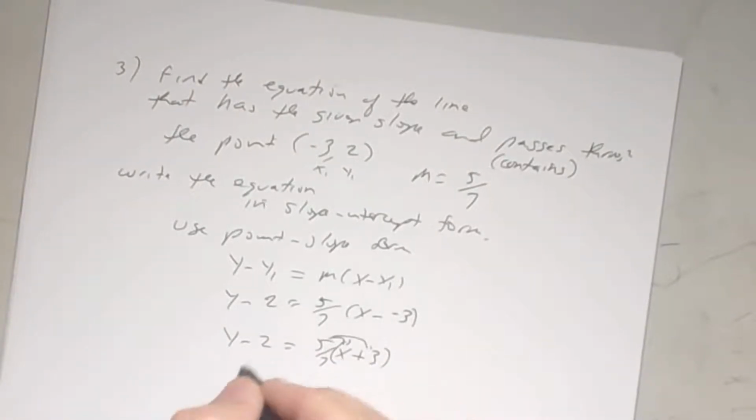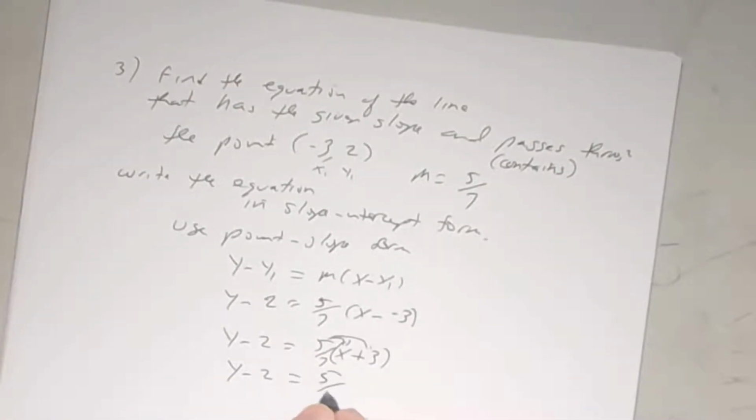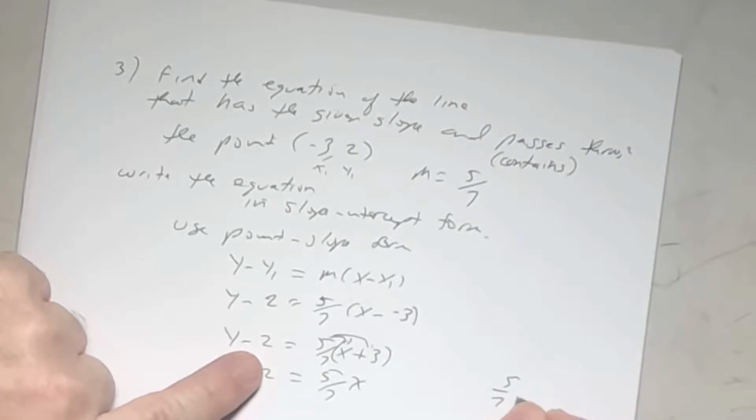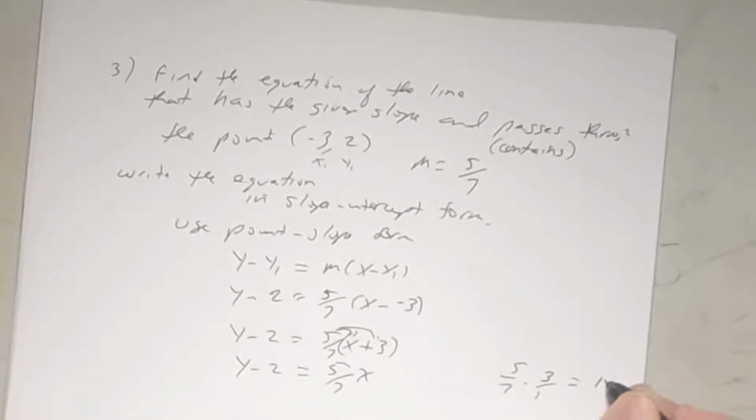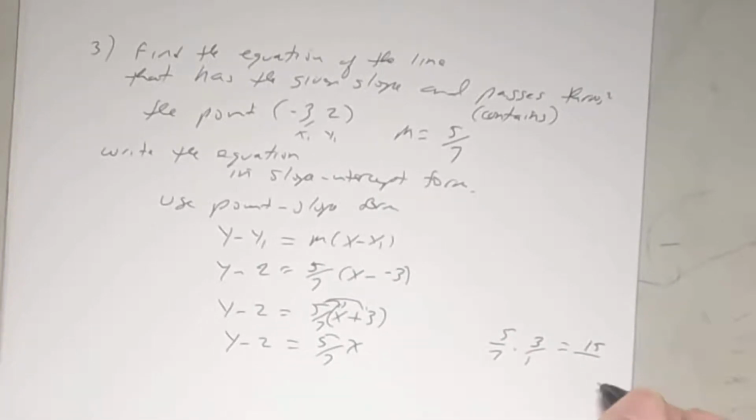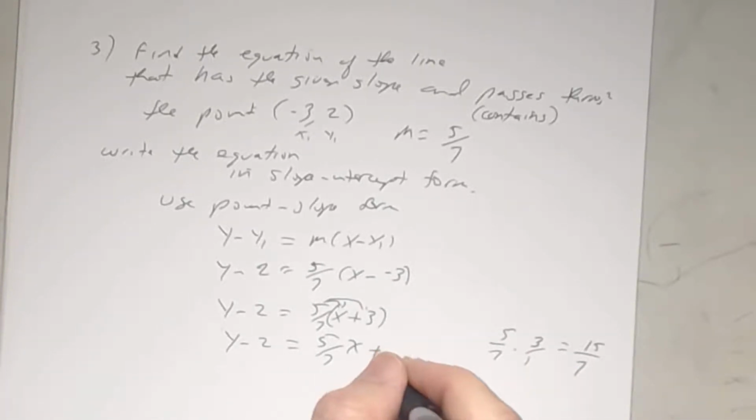Okay, so distribute. So I get y minus 2 equals 5/7 x, right? 5/7 times x is 5/7 x. That part's easy. Now, 5/7 times what? 3. That's 3/1. So I'm multiplying these two fractions. Now, really, you want to reduce first if you can. But can I reduce anything here? No. Just multiply the numerators. What's the numerators when multiplied? And then multiply the denominators. So this becomes plus what? 15/7. Okay? And one more step when you're done.